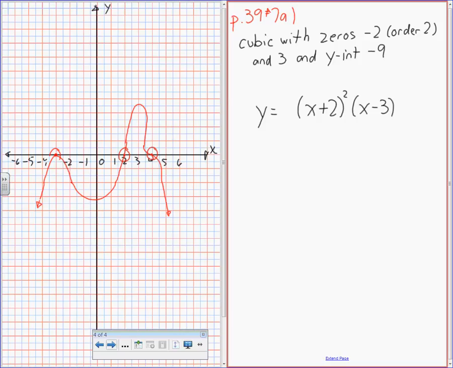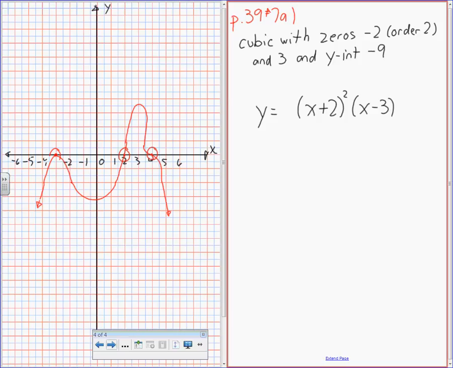Okay. So the equation's going to look something like that. Now, this is where we're going back to grade 10. I know Mr. Walton used to teach grade 10. He used to love these questions. He would do this to you all the time if you were in his class. If it says a y-intercept of negative 9, what does that mean for this?